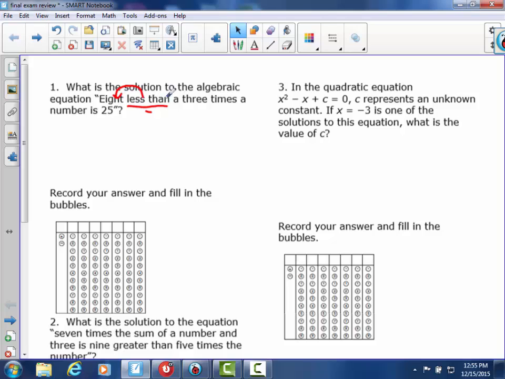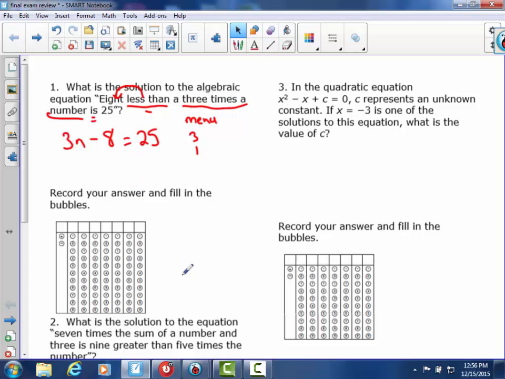Okay, we're going to subtract 8 from 3 times a number. So that's 3 times a number minus 8 equals 25. Once we have the equation, then we have to solve it. You might want to use the nSolve on your calculator, which is found by pressing menu, 3, 1, and using it that way, or you can solve it using the good old-fashioned solving steps.